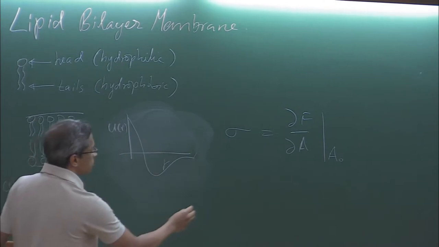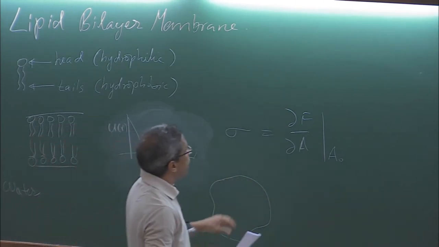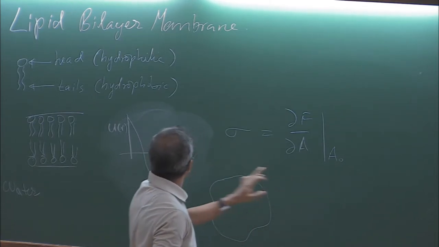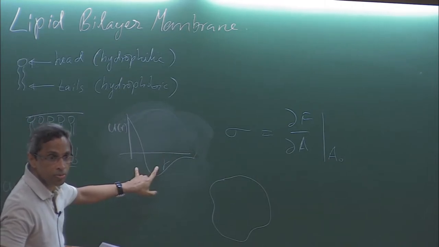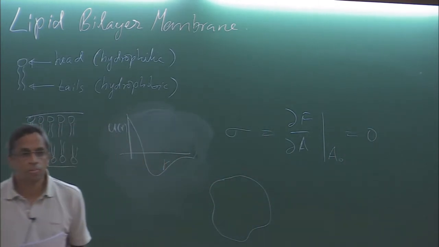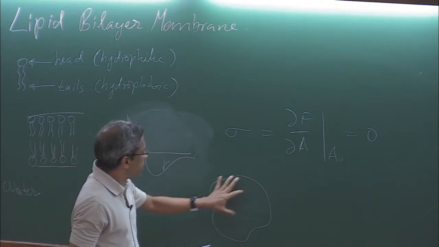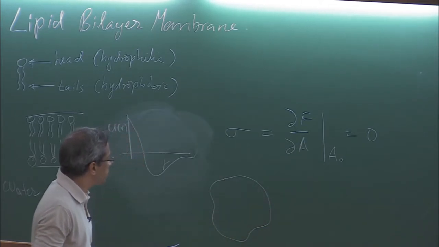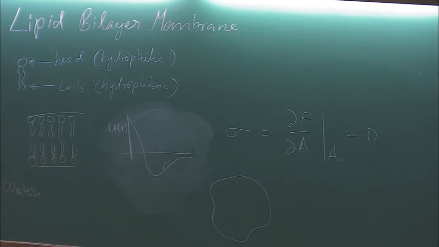Let's say I have this closed bag, and A0 is the preferred area, where all the molecules are at the preferred distance from each other. Then this interfacial tension is 0. So there is no interfacial energy. That means that this membrane, whatever the shape it has, doesn't try to minimize its surface area, unlike a soap bubble, for example.